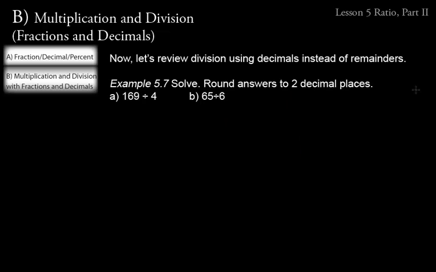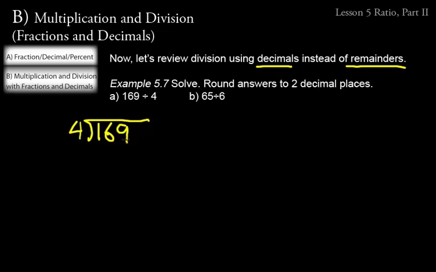In lesson 2, we reviewed long division with a remainder. Now here, let's use decimals instead of remainders. So let's do a couple of examples. A, 169 divided by 4, and round the answers to 2 decimal places. So we'll do 4 into 169.